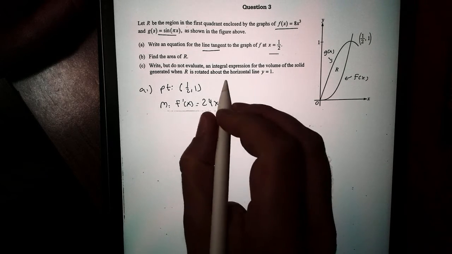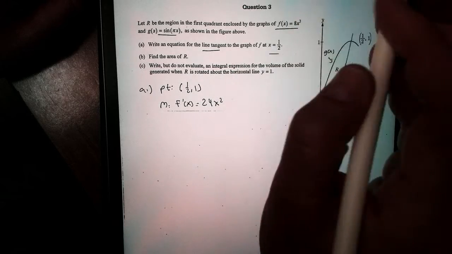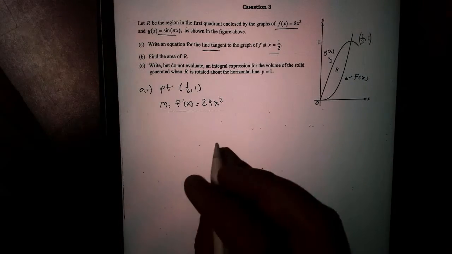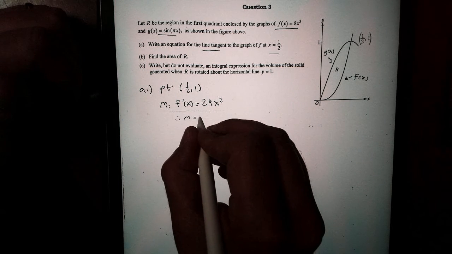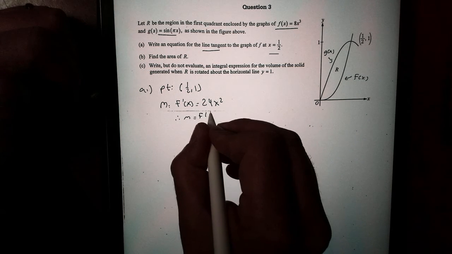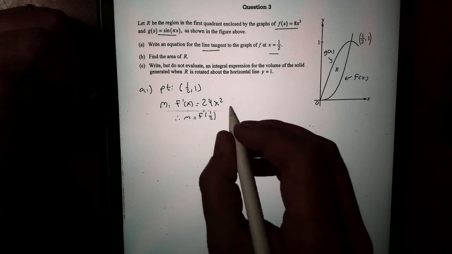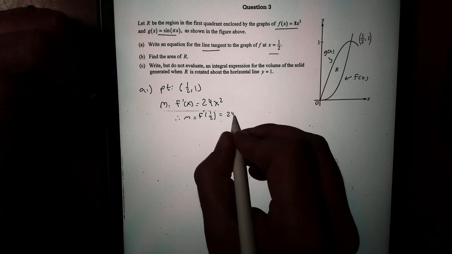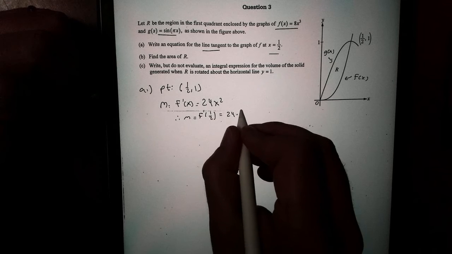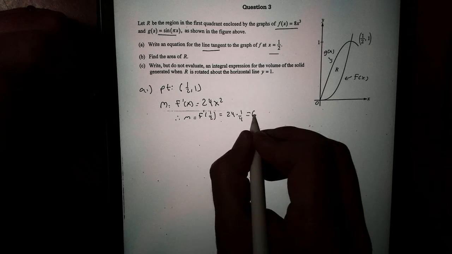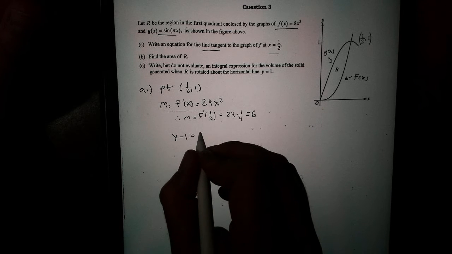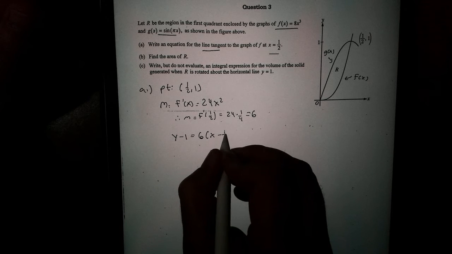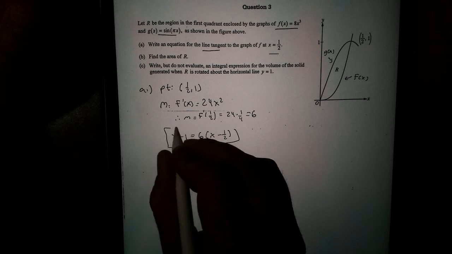24x squared. Now, how does the AP grade this? We'll go over how the AP will score this in just a few moments. But right now, let's find our slope. The slope is going to be the value of our derivative at 1/2, and that's 24 times 1/2 squared, which is 1/4, and we get 6. So our tangent line is y minus 1 equals 6 times x minus 1/2, and there is our tangent line.